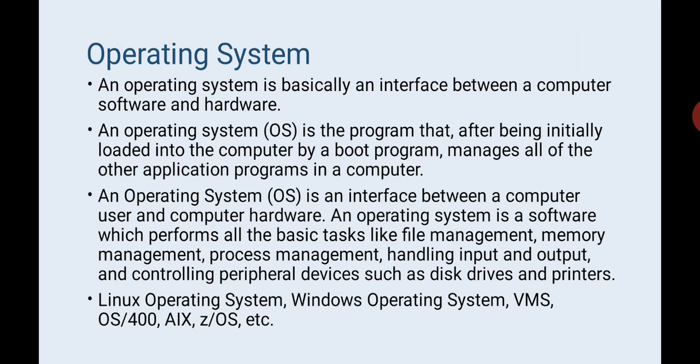So, what we can say is that an operating system is software which performs all the basic tasks like file management, memory management, process management, handling input and output, and controlling peripheral devices such as disk drives, printers, etc. Some common examples are Windows and Linux.